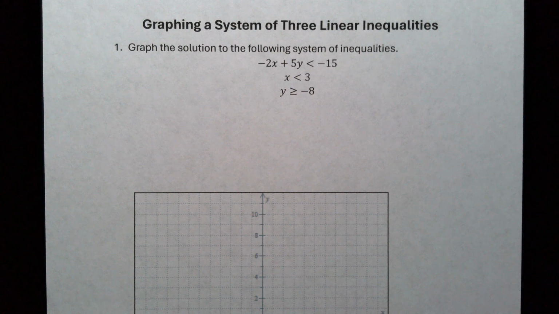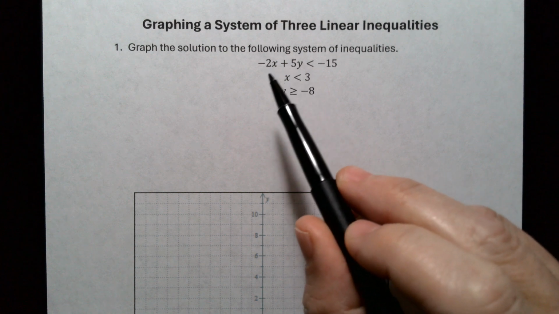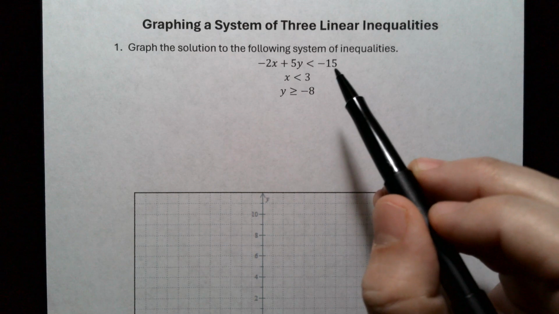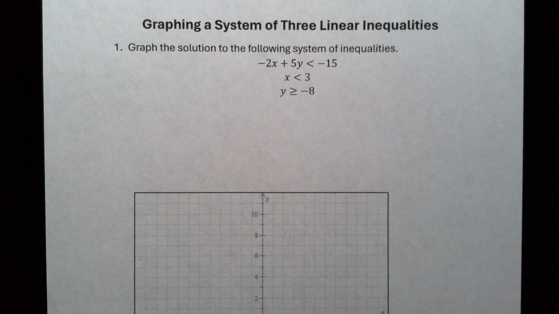In this video, we will be graphing a system of three linear inequalities. So our first problem, graph the solution to the following system of inequalities. So we've got this negative 2x plus 5y is less than negative 15. We've got x is less than 3 and y is greater than or equal to negative 8.